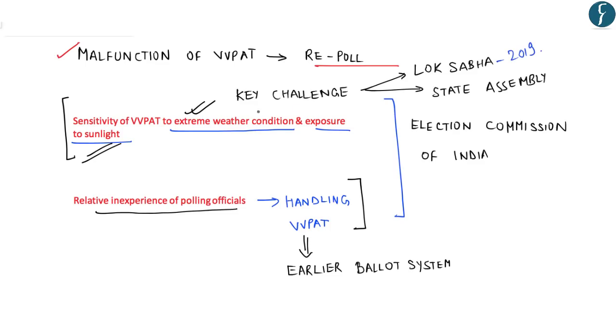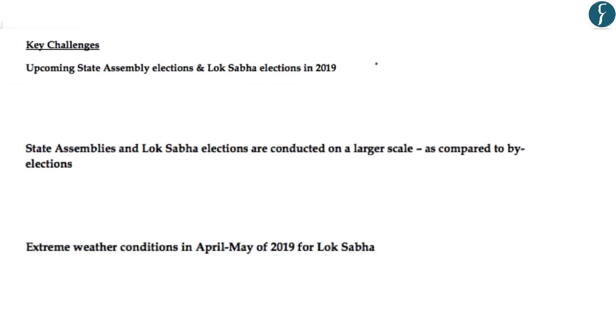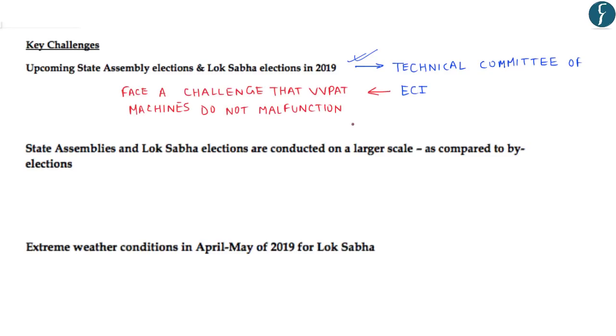So let us understand certain key challenges which the Election Commission might encounter in the conduct of upcoming state assembly as well as Lok Sabha election. So one of the major key challenges, as mentioned, is the upcoming state assembly elections as well as the Lok Sabha election in the year 2019. In this regard, the Technical Committee of the Election Commission of India is now faced with a challenge to ensure that VVPAT machines do not malfunction, because malfunctioning of VVPAT machines can lead to disruption of the entire election process.